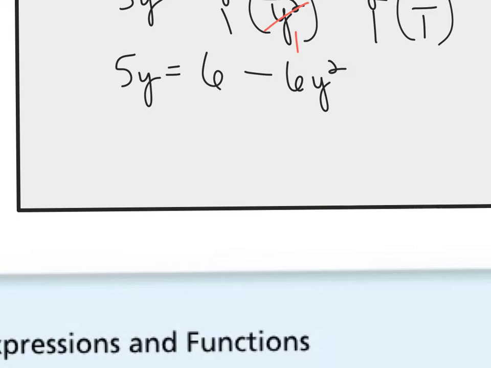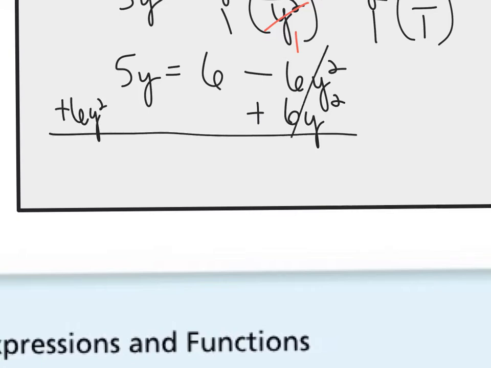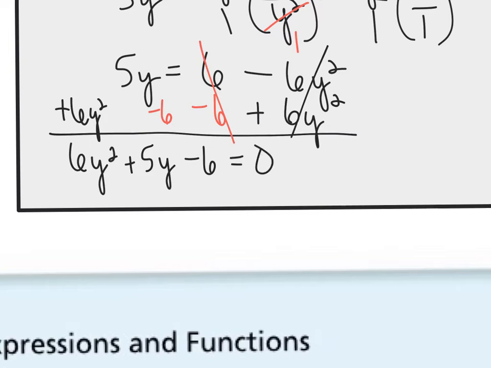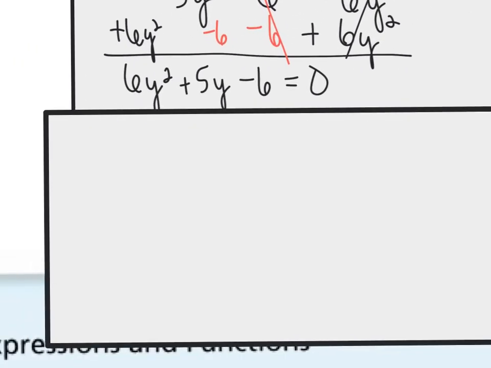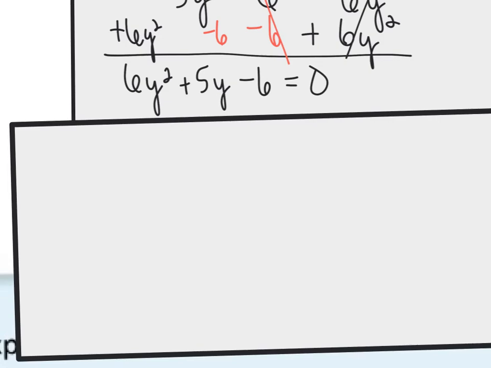Rather than negative 6y squared, I would rather work with a positive 6y squared. So what I'm going to do is say I don't like it on the right side being negative. If I get it on the left side, then it should be positive then. So we can add 6y squared on both sides. And then also we can subtract 6. If you want to do that as a separate step, you can. You don't have to do it all in one step to get it set equal to 0. But you have that option if you want to. And then at that point now we have a trinomial set equal to 0.